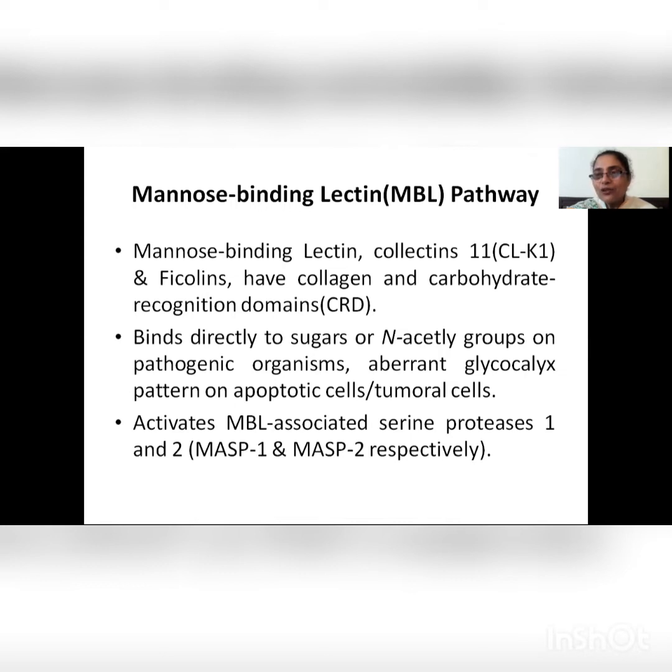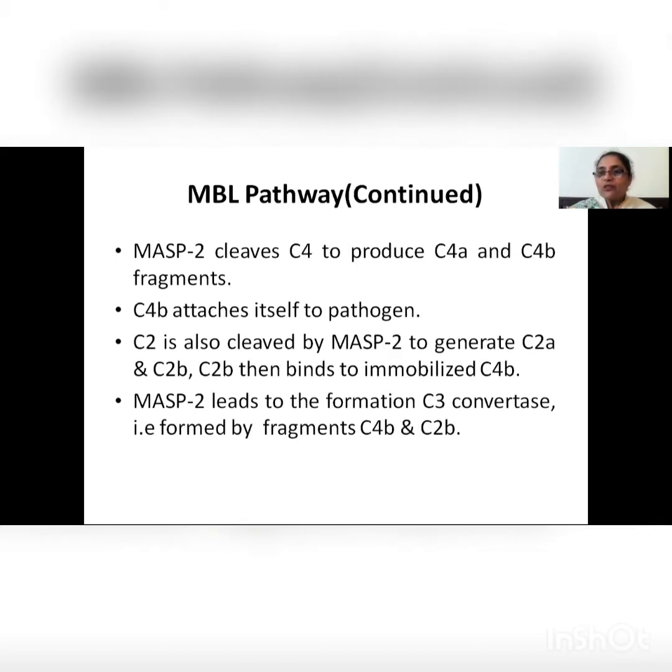Because they have pattern recognition receptors, when they recognize such types of cells, they go and bind to those cells directly. Once they bind to the cell directly, they activate MBL associated serine proteases, which are MASP1 and MASP2. When these two MBL associated serine proteases get activated, they cleave C4 to produce C4a and C4b, as we have seen in the classical pathway.